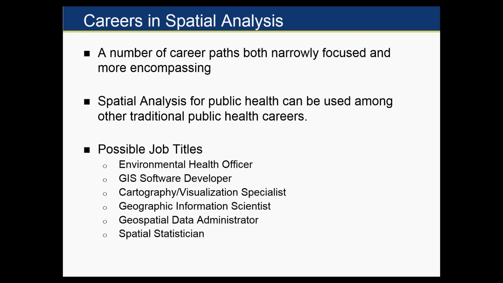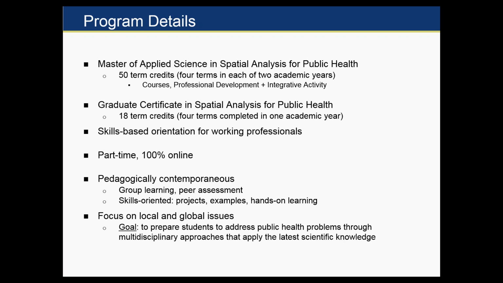In terms of some of the details of our program, we offer two programs here in spatial analysis at Johns Hopkins. We offer a Master's of Applied Science in Spatial Analysis for Public Health. This is a 50-term credit program. It goes over two academic years. It has courses, professional development courses, and has its integrative activity, which I'll talk about in a little bit. That's like a capstone type project. We also have a graduate certificate in spatial analysis for public health, which is a one-year, 18-term credit program.